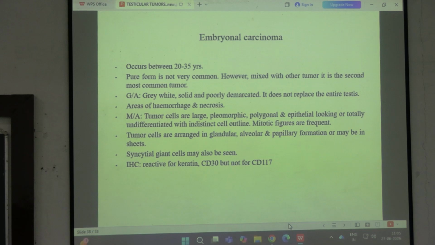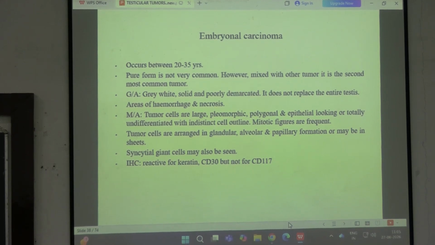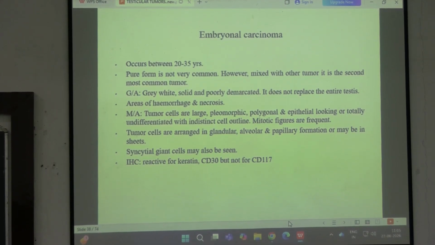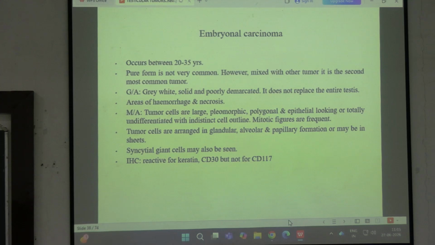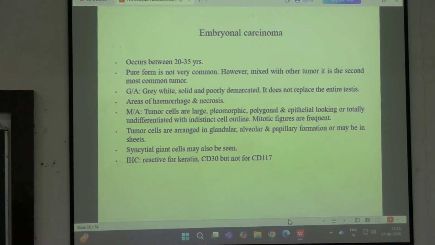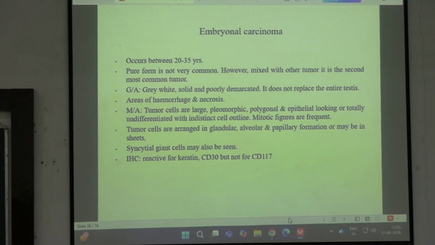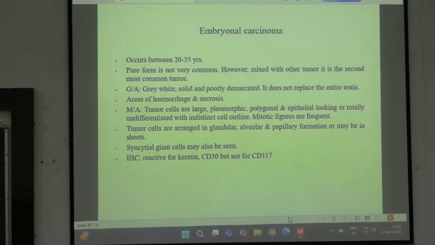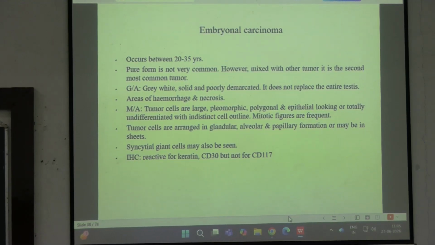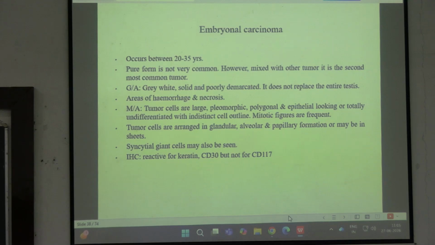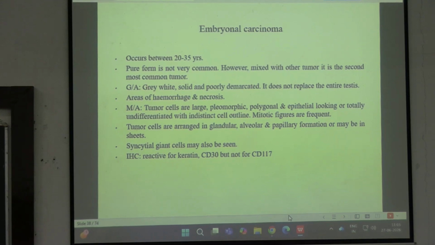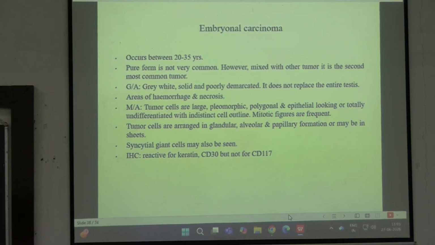Mitotic figures were rare in which tumor? Which one did we read first? Seminoma, right. Okay. Tumor cells are arranged in glandular, alveolar and papillary formation. What is glandular arrangement?